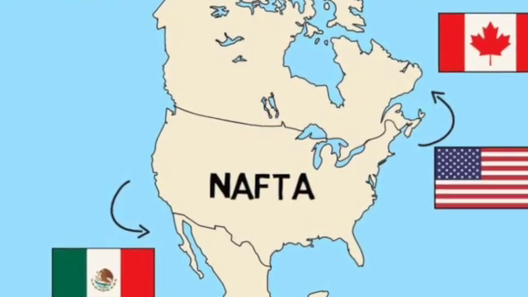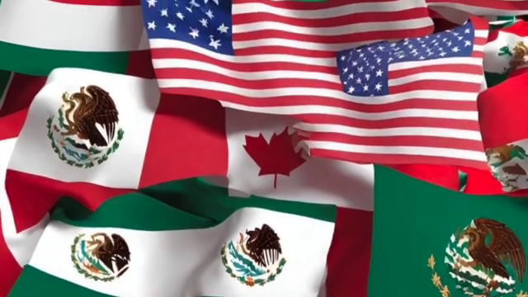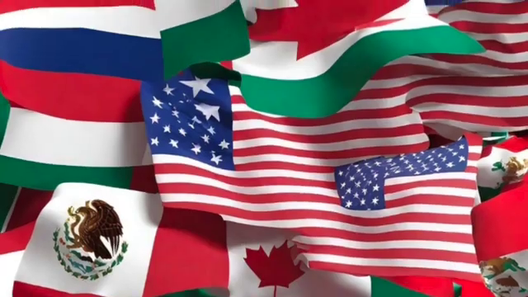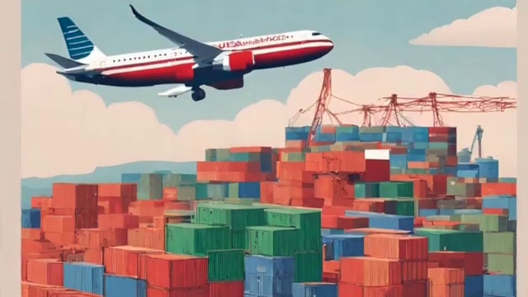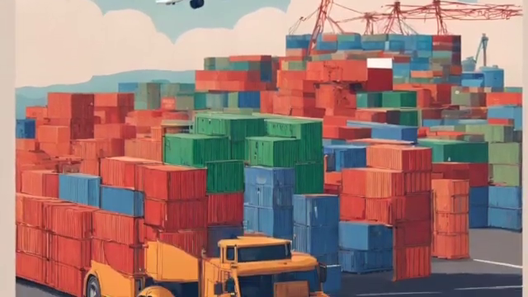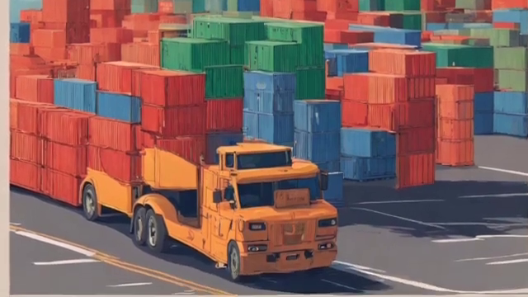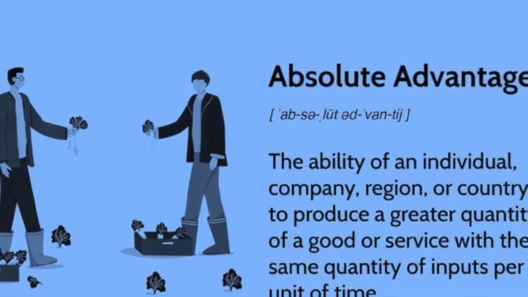NAFTA was a landmark trade deal between Canada, Mexico and the United States that took effect in 1994. NAFTA was designed to decrease trade costs and increase business investment by reducing or eliminating tariffs on imports and exports among the three North American nations, creating a huge free trade zone. The objective was to increase economic growth. So how can we continue to increase NAFTA's success?